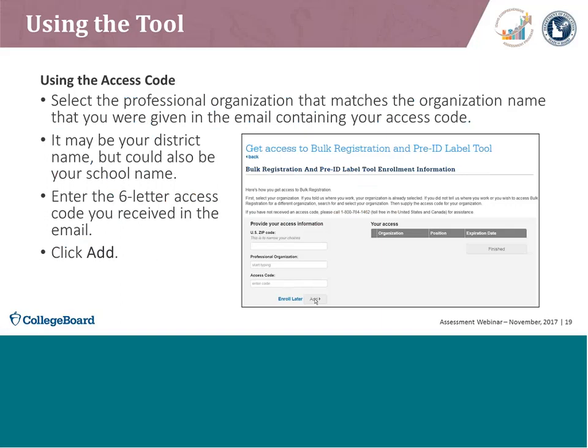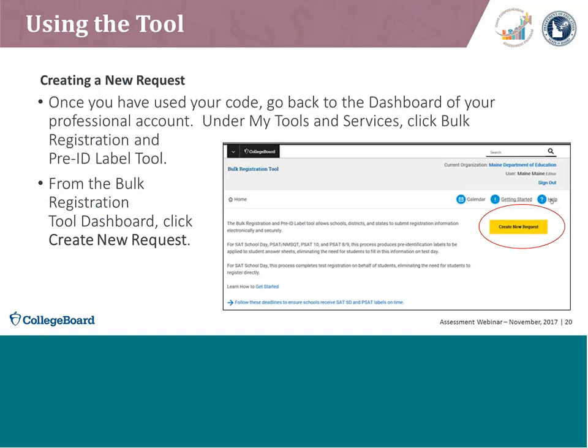What that will do is now link that system to your account. When you go back to your dashboard, under Tools, you'll be able to now see bulk registration as one of the options. So from the dashboard, you're going to click on that, and it will take you into the bulk registration tool.